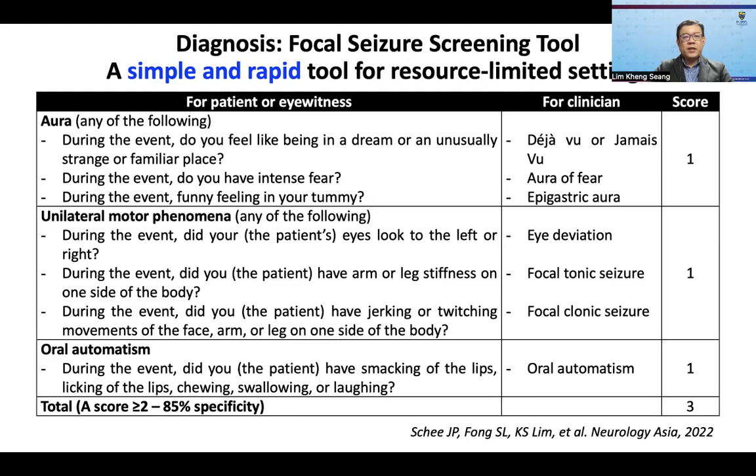and we need to confirm whether it is truly an epigastric aura or in fact a dyspepsia felt in abdominal disorders. The difference is that epigastric aura is usually very short, lasting seconds to minutes, and precedes the seizure.